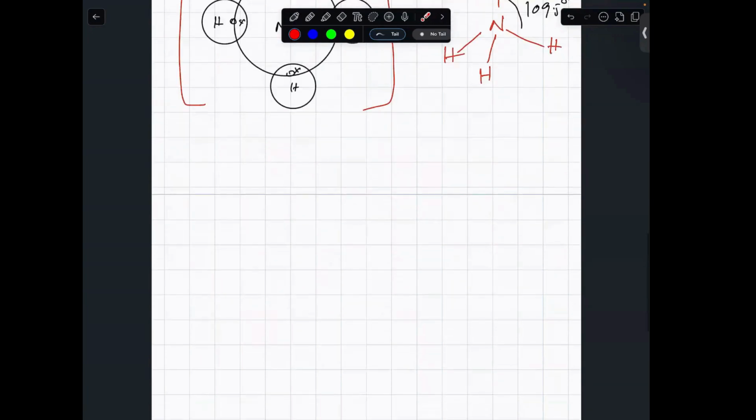And nitrogen, phosphorus, As, they are in the same group. If nitrogen makes ammonium, the same is for what? Phosphonium. Exactly the same.